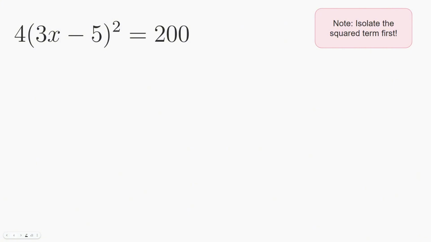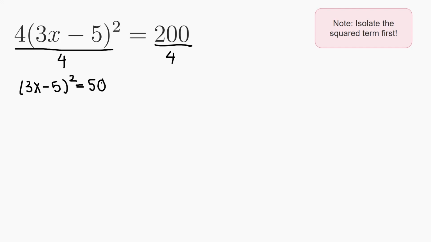Now, let's do 4 times 3x minus 5 squared equals 200. As you can see, our 3x minus 5 is our squared term, so we're going to want to isolate this. We can do this by dividing both sides by 4. We can start with that. And we get 3x minus 5 squared equals 50.